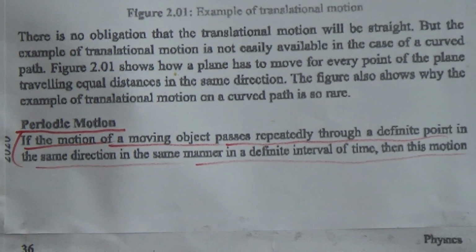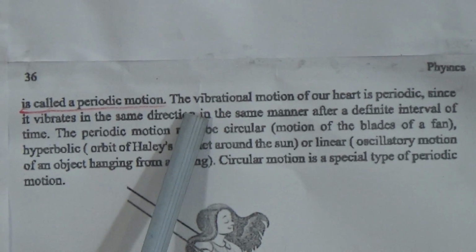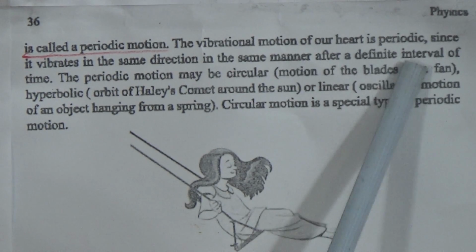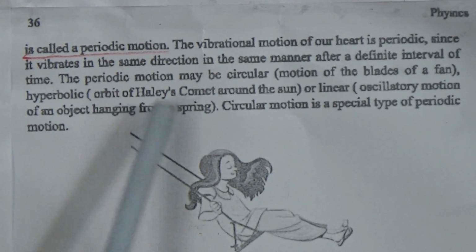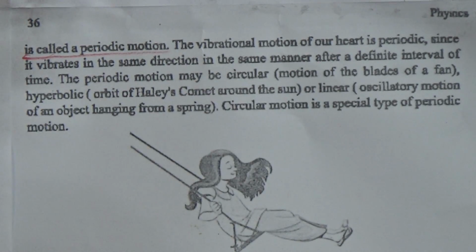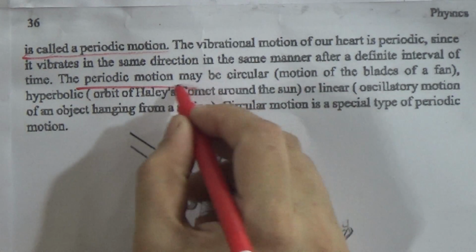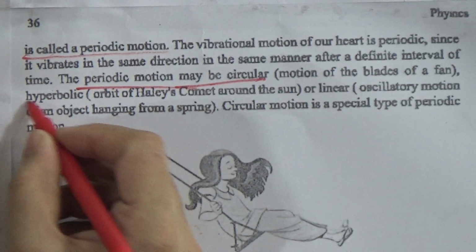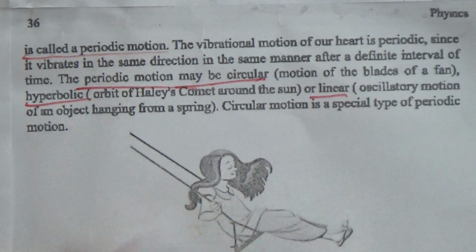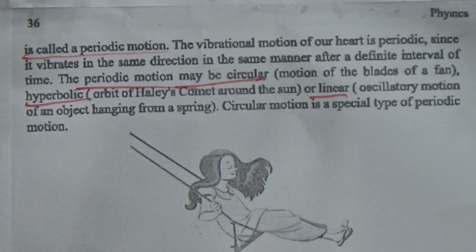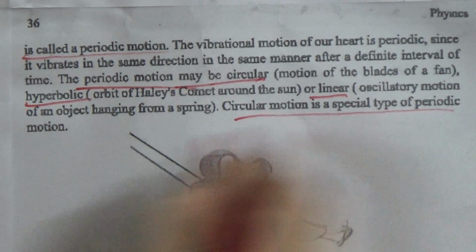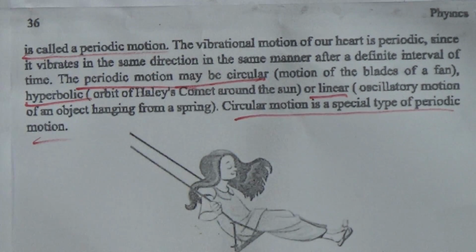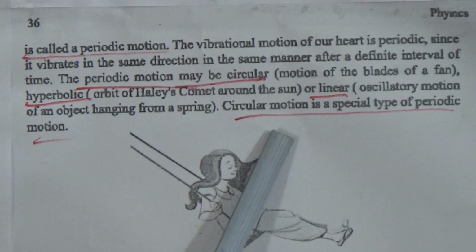The vibrational motion of our heart is also periodic, since it vibrates in the same direction and in the same manner after a definite interval of time. My dear students, this one is very important for your MCQ. Periodic motion may be circular, hyperbolic or linear. And circular motion is also a special type of periodic motion.